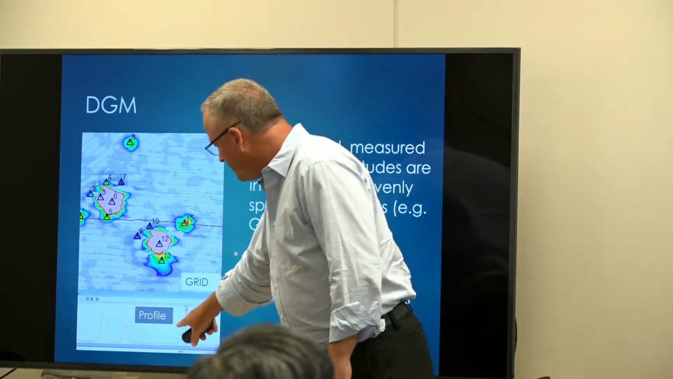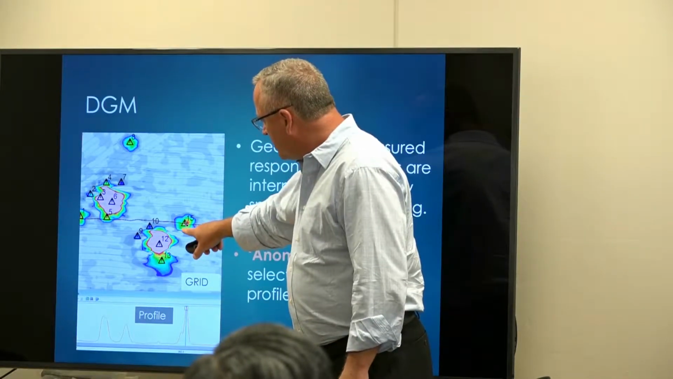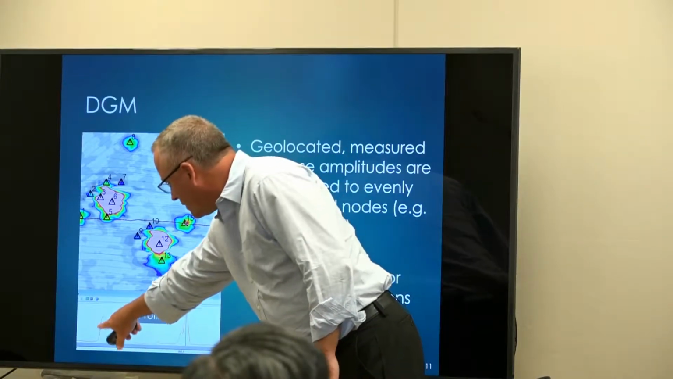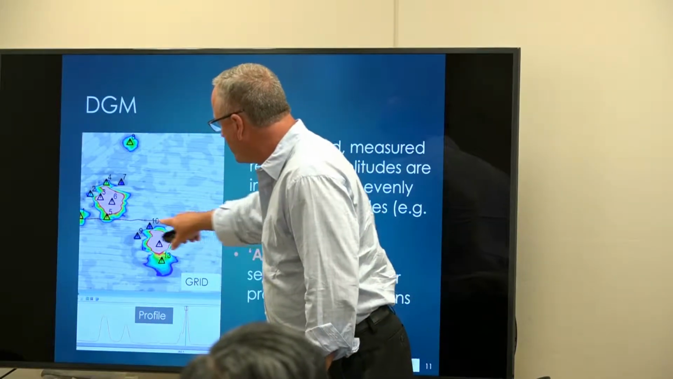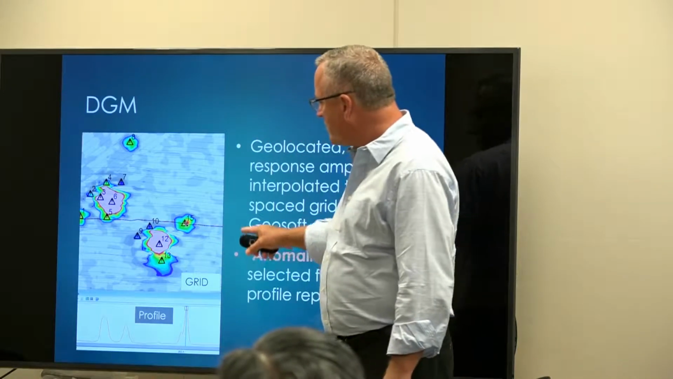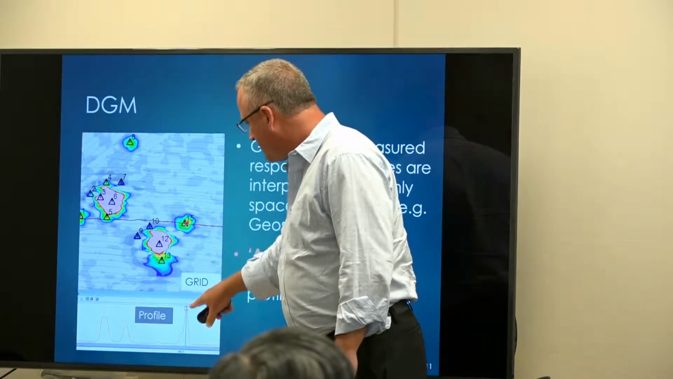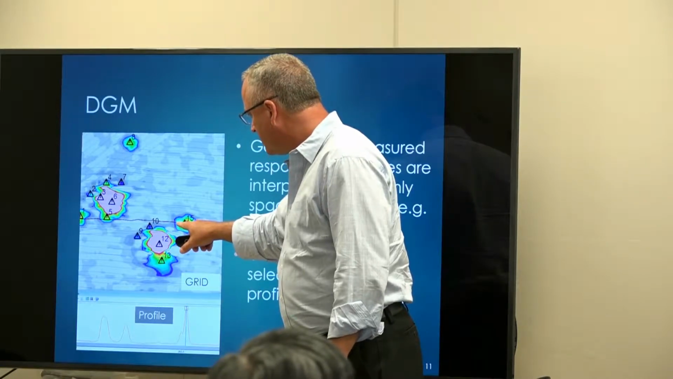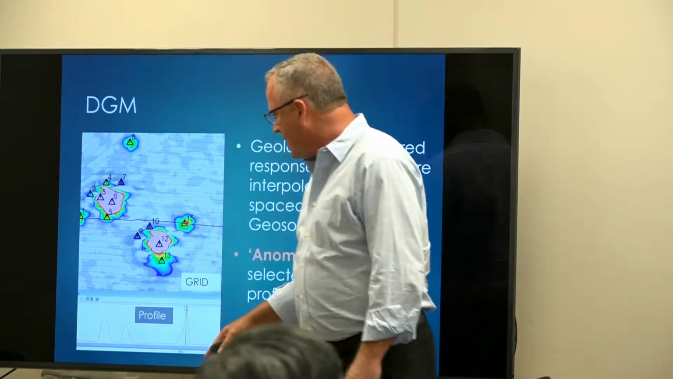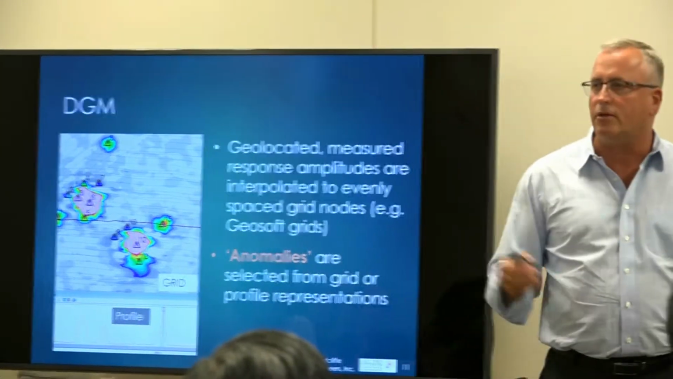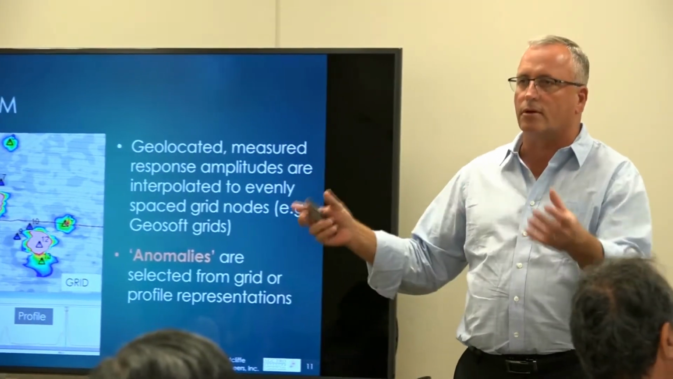But in the profile, for this target, you'd get a response here, here, here. This profile is the response going along this line that I've highlighted. But you can see here, there's an extra peak here. This peak is occurring here, and that second peak is occurring over here. And that may or may not be a second source under that anomaly, or it may be due to a horizontal cylinder that's tilted.